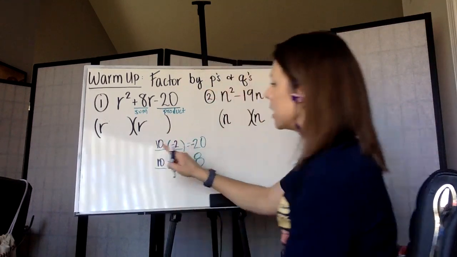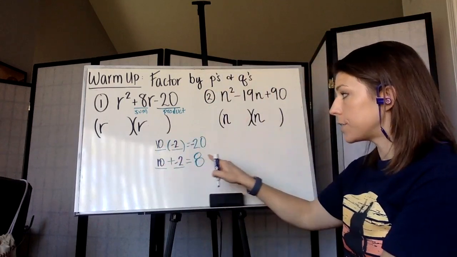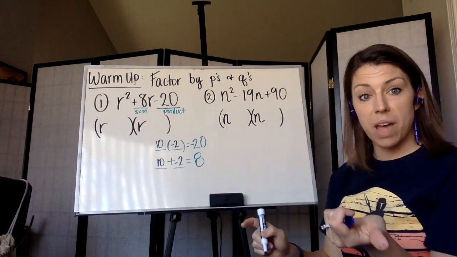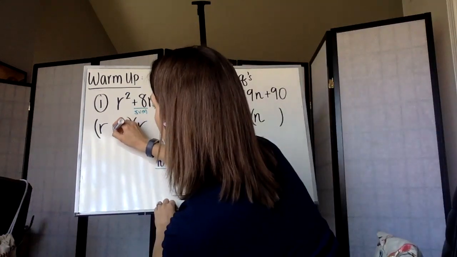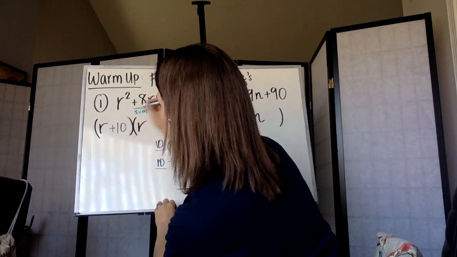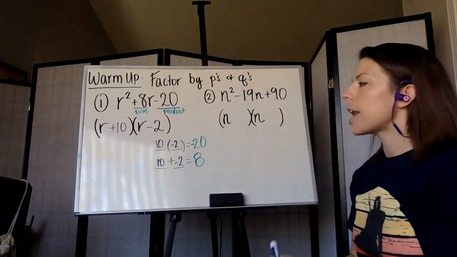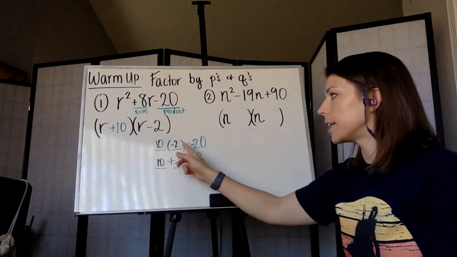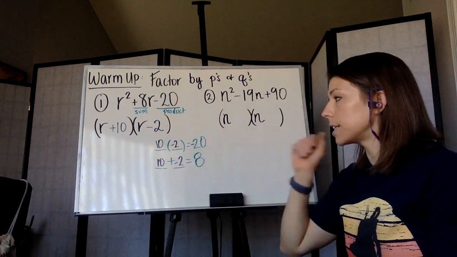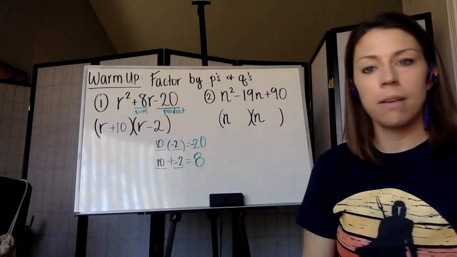Let's see. 10 times negative 2 is negative 20. 10 plus negative 2 is 8. That works. So that means that our second terms here are positive 10 and negative 2. Now, would it also work if you switch them? Yeah. Negative 2 times 10 is still negative 20, and negative 2 plus 10 is still 8. So we can totally switch these and it would work just fine.